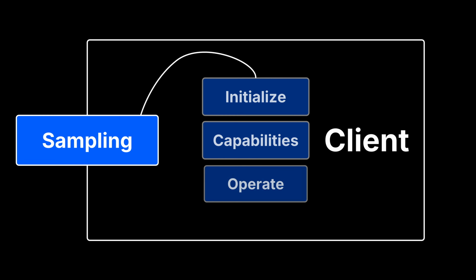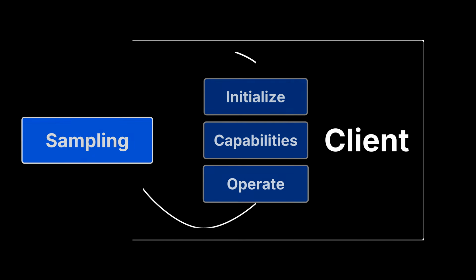Clients can also optionally offer sampling, so servers can request an LLM call through the client without any API keys needed on the server side. Under the hood, you will see a short initialize, capabilities, operate lifecycle with explicit version negotiation, which is using date-based versions like a date string.